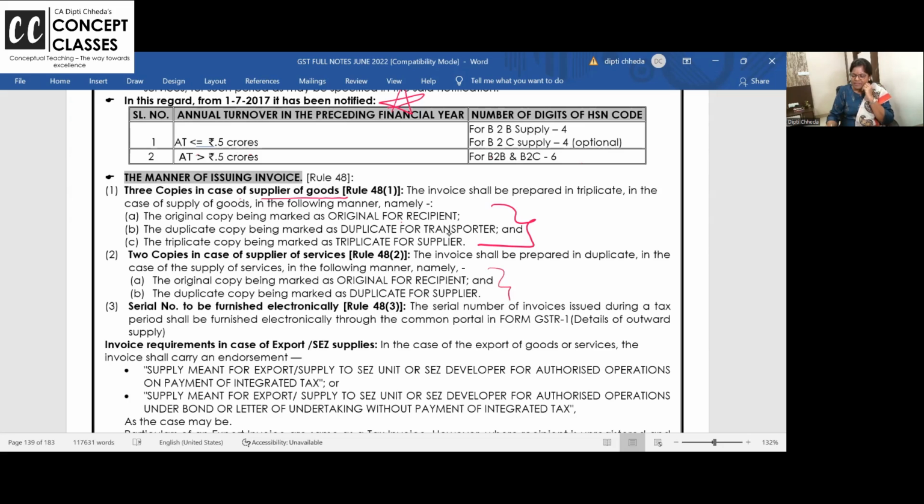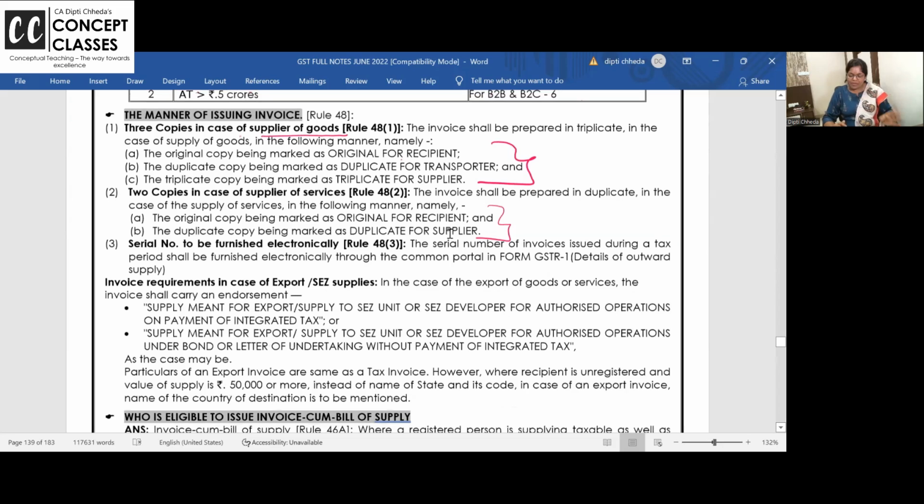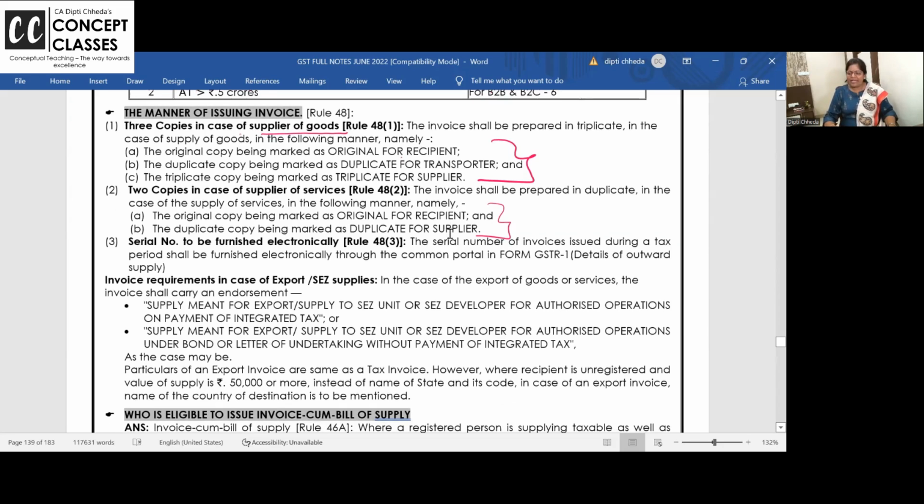In case of services, दो ही चाहिए. Original for the recipient, duplicate for the supplier. Services में goods तो मिलना नहीं है, तो 2 copies of original invoices enough. And serial number you have to furnish electronically. Serial number of the invoice issued during a tax period shall be furnished electronically through the common portal in form number GSTR1, details of outward supply. So automatically, if I am making the bill, the serial number is generated online through the portal.